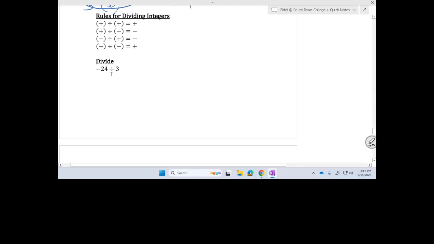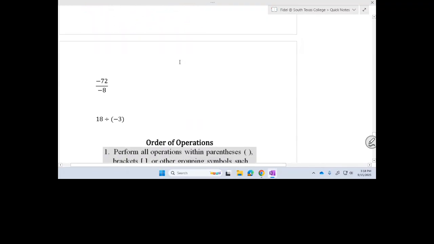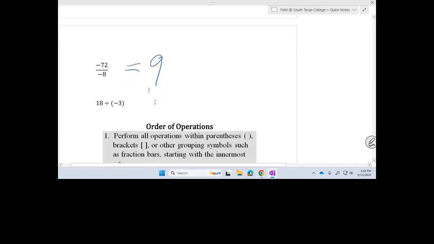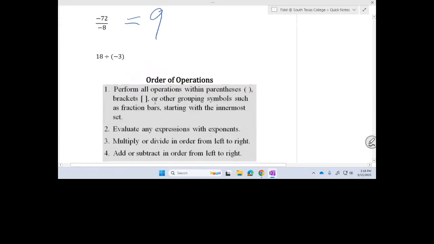We got a -24 divided by a +3. So a negative divided by a positive is a negative, and 3 goes into 24 8 times. Okay. Let me scroll down. Okay. We got a -72 divided by a -8. A negative divided by a negative is positive, and 8 goes into 72 9 times. And then finally, y'all, we got 8 divided by -3. That should just be a -6, right?